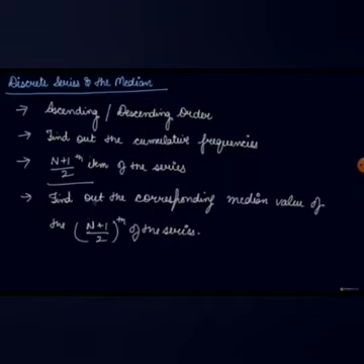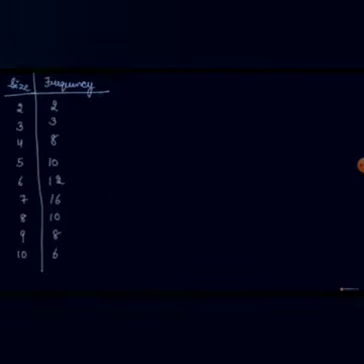Now let's see with the help of an example. This is the series given to you. You have to find out the median value. The size is given and the frequency is given. Size is given in ascending order, so no need to convert it again. The sizes are 2, 3, 4, 5, 6, 7, 8, 9, 10, and the frequencies are 2, 3, 8, 10, 12, 16, 10, 8 and 6. This is the discrete series.